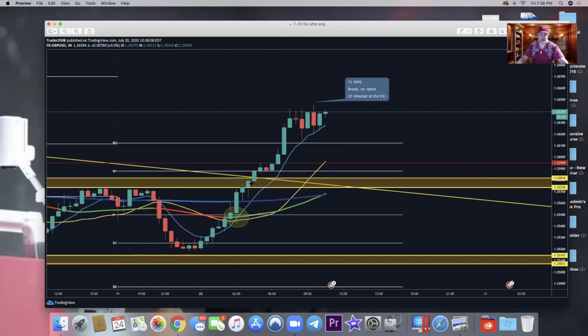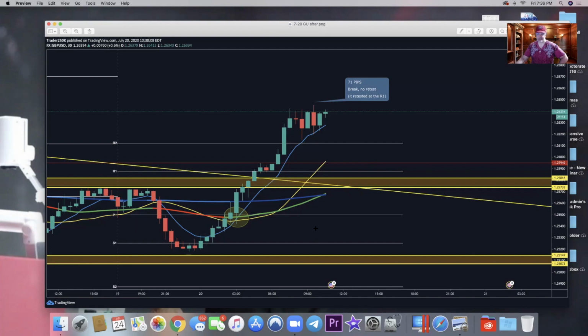It climbed the zone past the trend line as we had it, and it retested, but it retested on the R1. That's where it paused. It didn't pause before. They didn't come back to give us an entry for a retest, which I do prefer the new traders to take only the retest. So this one went for 72 pips. We'll call it a break and no retest.